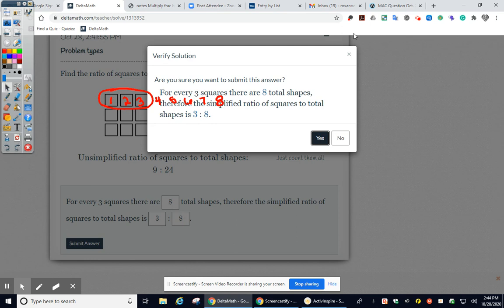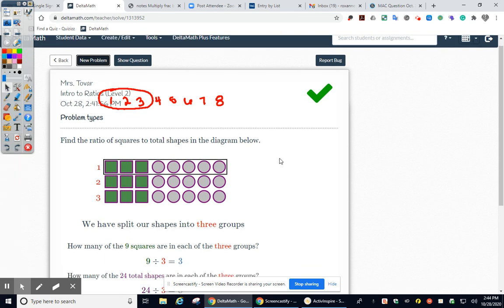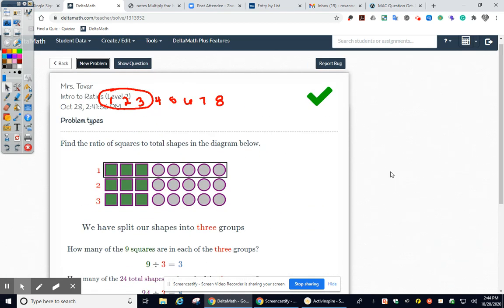And we're going to hit submit answer and hit yes. And it's going to tell me if I got it right or wrong, and it's going to break it down for you. Okay, we're going to do one more.